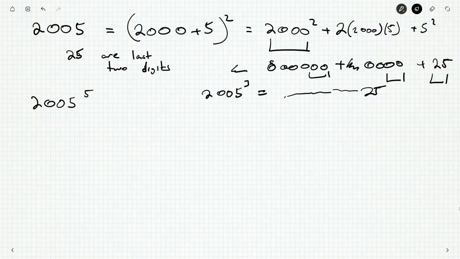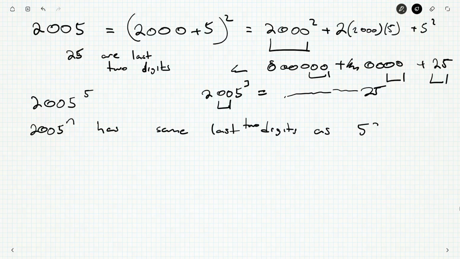But the point is, all these zeros make it so when you expand it out, the only thing that's going to matter at the end is this: 2005 to the n has the same last 2 digits as 5 to the n, because the 2005 is too big. We're dealing with thousands places. So the only thing that matters is that 5.